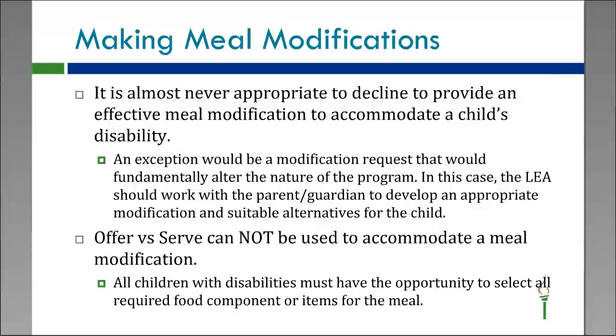It is almost never appropriate to decline to provide an effective meal modification to accommodate a child's disability. An exception would be if a modification request would fundamentally alter the nature of the program. In this case, the LEA should work with the parent and guardian to develop an appropriate modification and suitable alternatives for the child. Keep in mind that offer versus serve cannot be used to accommodate a meal modification. All children, even those children with disabilities, must have the opportunity to select all the required food components or items for the meal.